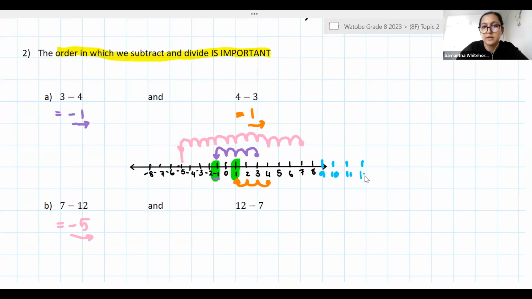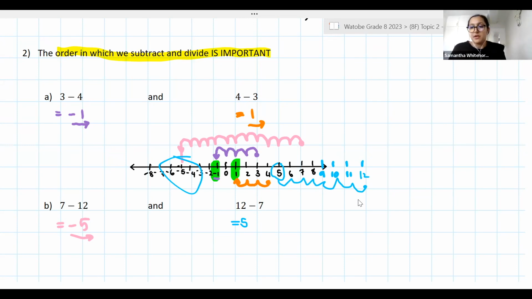Right, 12. I now want to subtract 7. 1, 2, 3, 4, 5, 6, 7. I end at 5. And so my answer there is 5. Now again, two very, very different answers. I've got a -5 and a +5. If I look at it on my number line, they're in two completely different places, two very different answers. The order in which you subtract and divide, we're going to get to division in a second, is very, very important. I'm going to leave it up there for a second in case you want to take a screenshot.